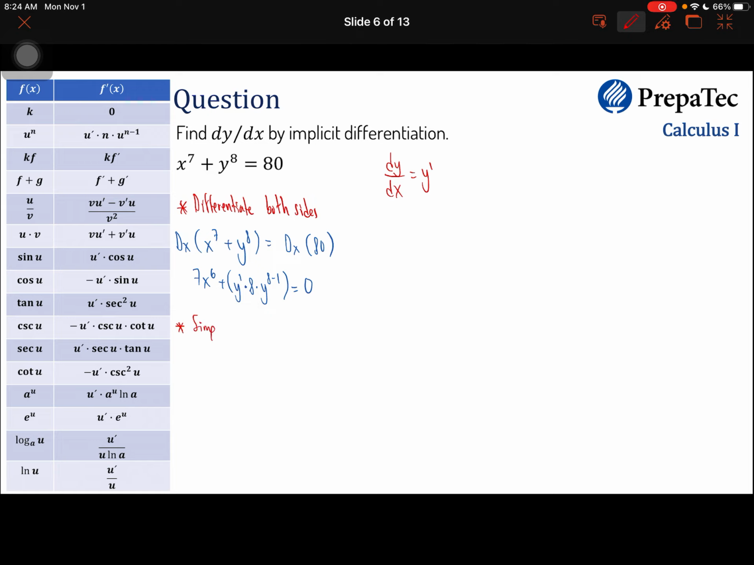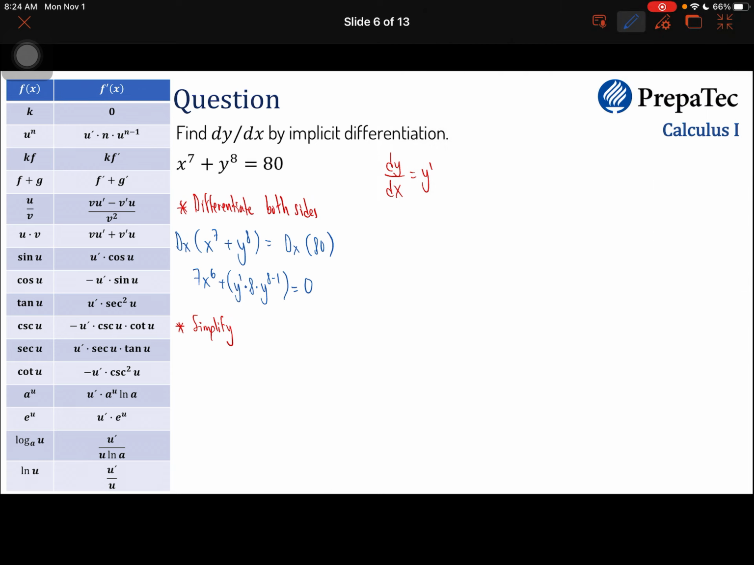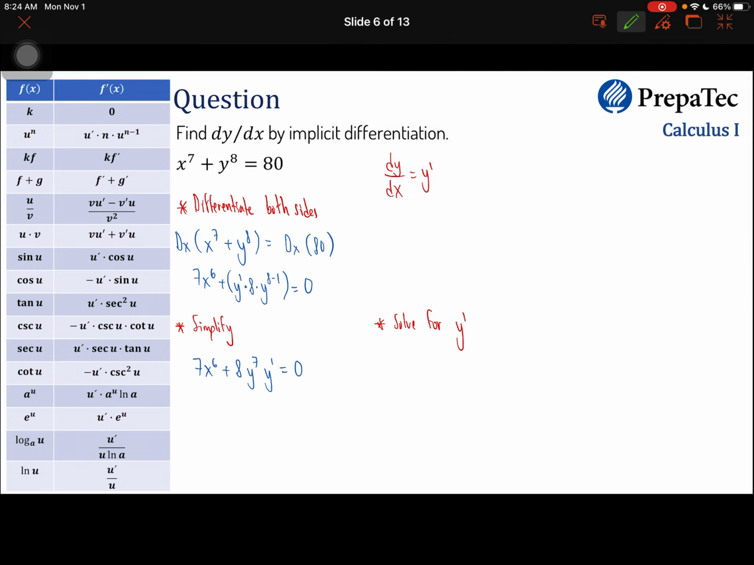Then we need to simplify just to make the last step easier. So here I'm going to get 7x to the 6 plus 8 y to the 7 y prime equals 0, and then here I'm going to solve for y prime. So the first thing that I'm going to do is move 7x to the 6 to the other side: 8 y to the 7 times y prime equals minus 7x to the 6.